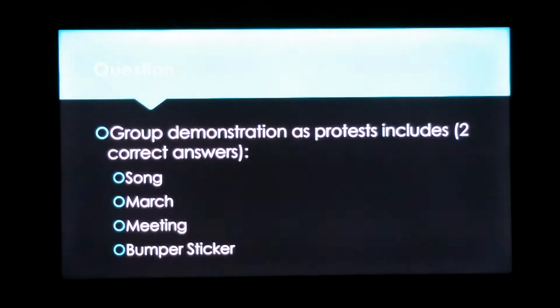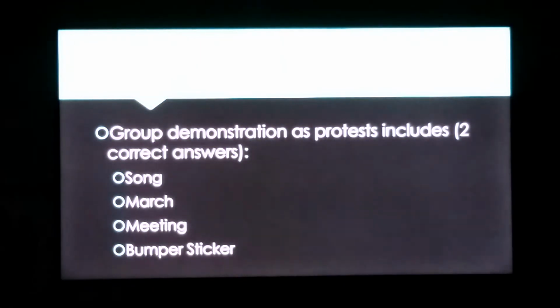So your next question, group demonstrations as protests include which two of these? A, songs, B, marches, C, meetings, or D, bumper stickers?